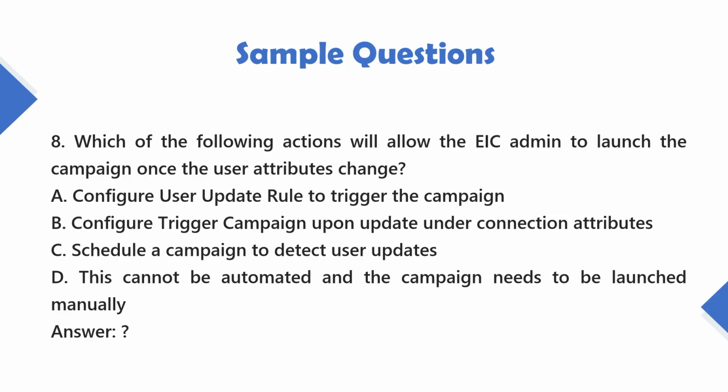8. Which of the following actions will allow the EIC admin to launch the campaign once the user attributes change? A. Configure user update rule to trigger the campaign. B. Configure trigger campaign upon update under connection attributes. C. Schedule a campaign to detect user updates. D. This cannot be automated and the campaign needs to be launched manually.